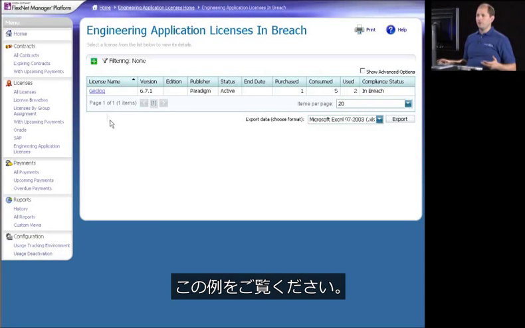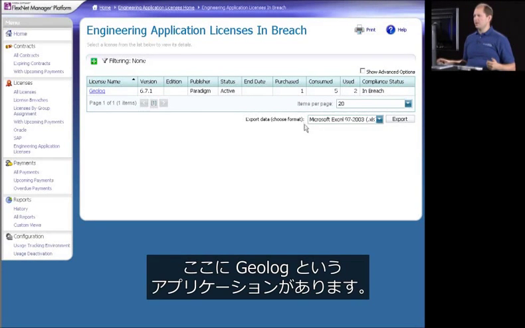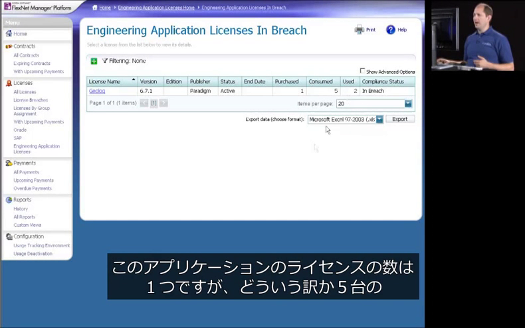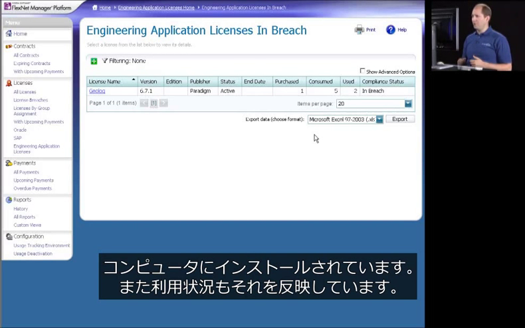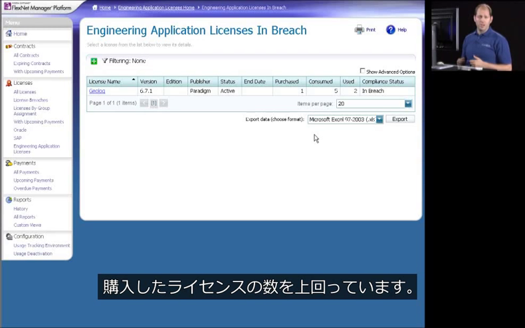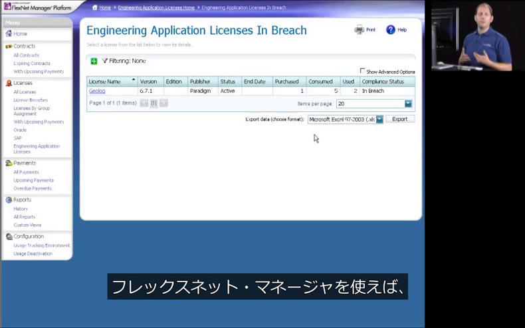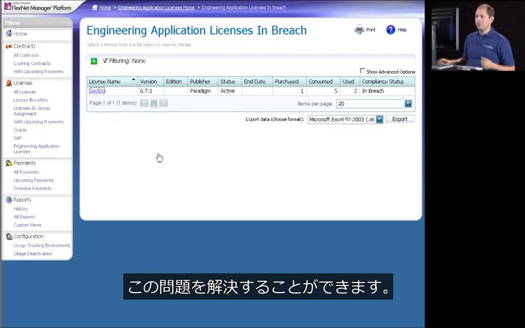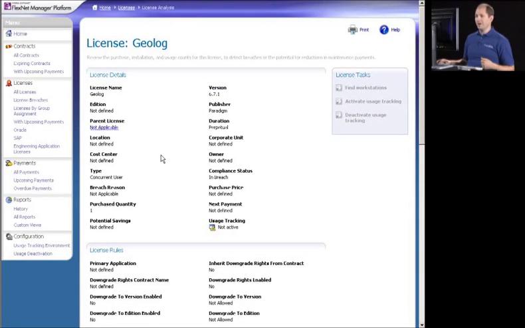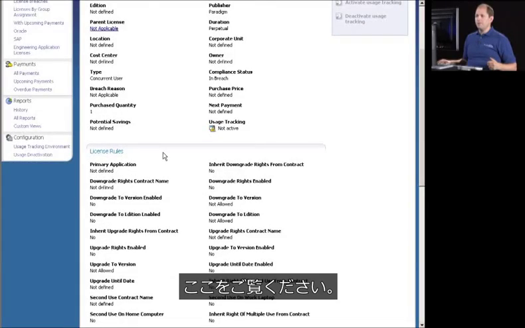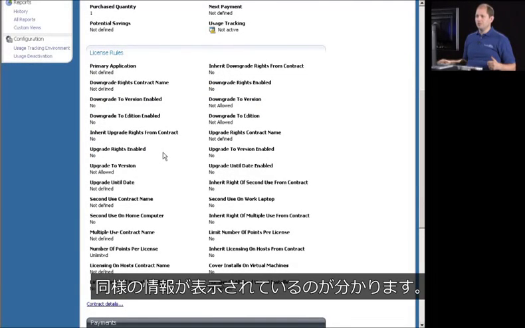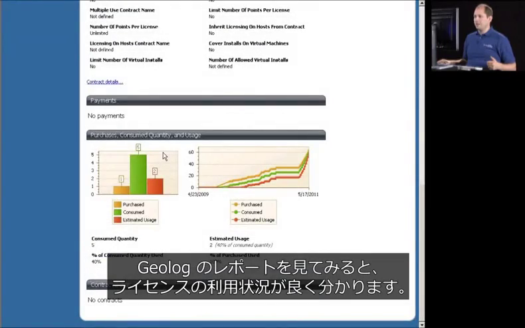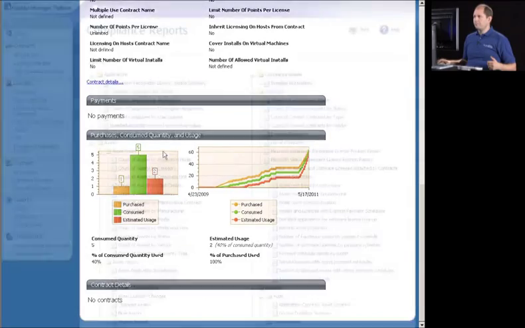So in this case, we've got an application called Geolog, which has one license, but somehow 5 managed to be consumed, and the usage reflects that as well, that there was more than that number purchased being used at any one time. And that's something that we can overcome and work with that vendor at trying to restore a better licensing position. And so here you can see the same kinds of information as we drill down to the Geolog report and understand the licensing usage.